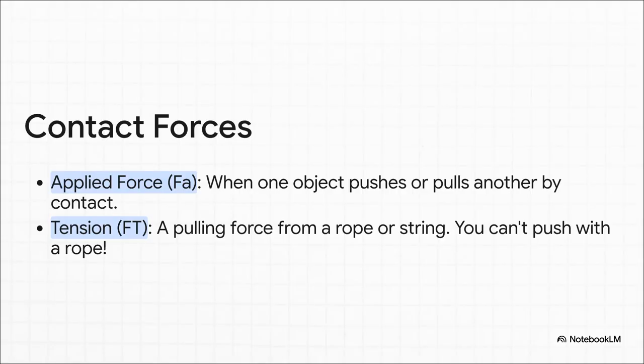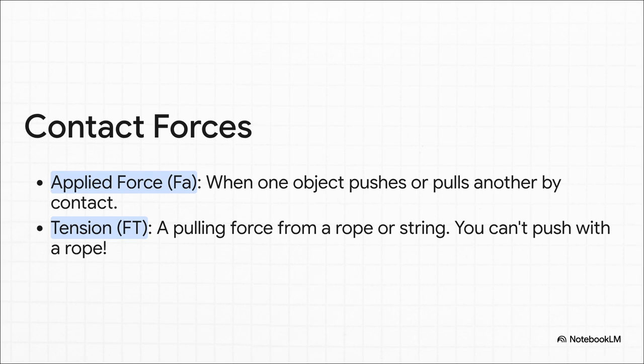The push is what we call an applied force. Makes sense, pretty straightforward. But the pull from that rope, that's a special kind of contact force we call tension. Tension is always a pull, and it's always directed right along the rope itself, which is a good little reminder, right?